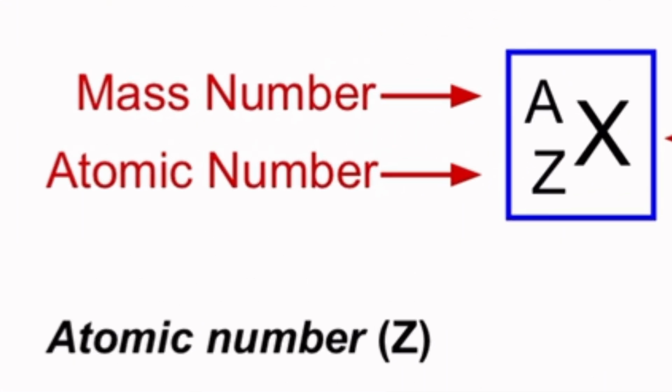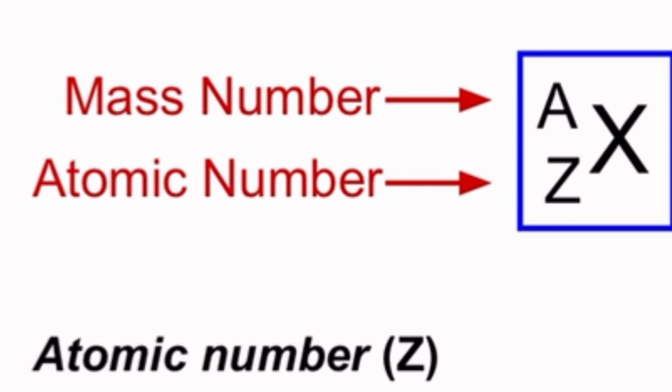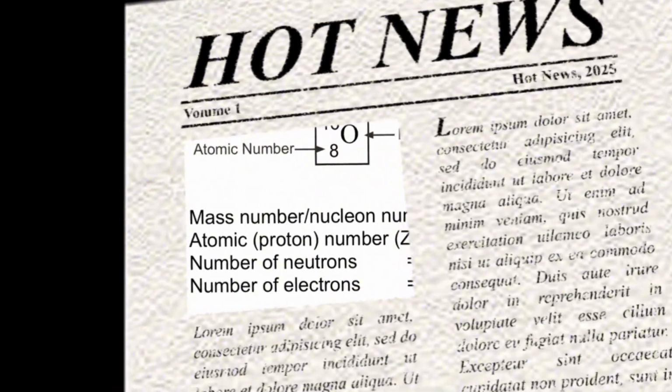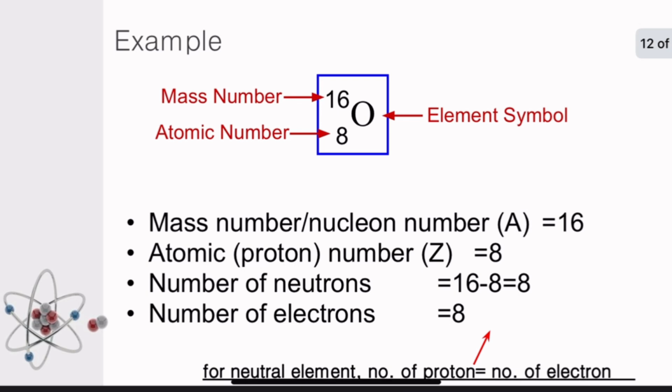The lower left we call the atomic number, which is the number of protons in the nucleus. For example, we're going to take oxygen. The mass number of oxygen is 16, while the atomic number of oxygen is 8. So how are we going to find the number of neutrons? The mass number minus the atomic number. So we will get the answer, 8. For the electrons, it's the same answer as the number of protons, 8.